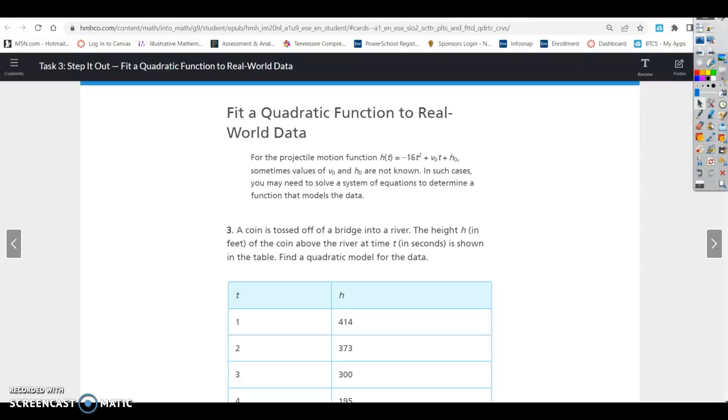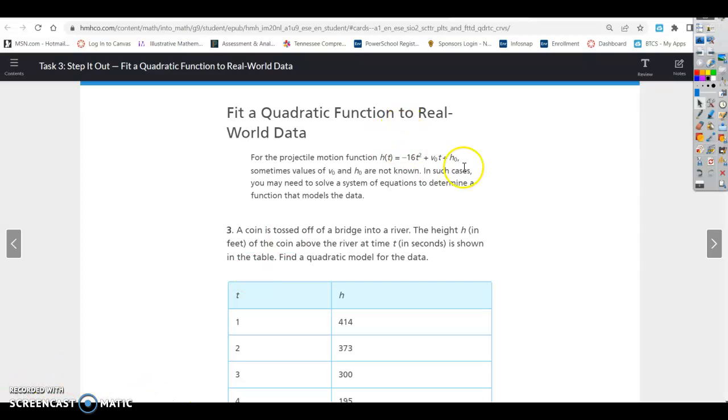Lesson 19.5, task 3. Fit a quadratic function to real-world data. For the projectile motion function, h of t equals negative 16t squared plus v sub o t plus h sub o, sometimes values of v sub o and h sub o are not known. In such cases, you may need to solve a system of equations to determine a function that models the data.